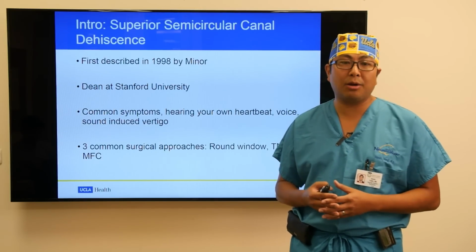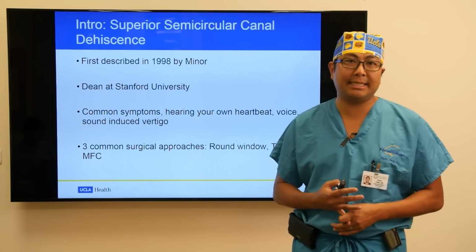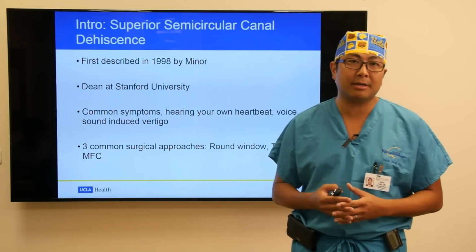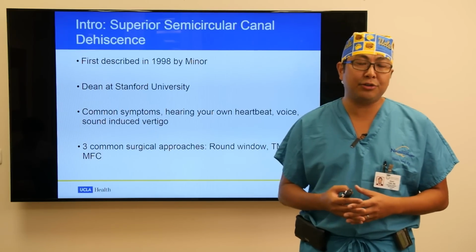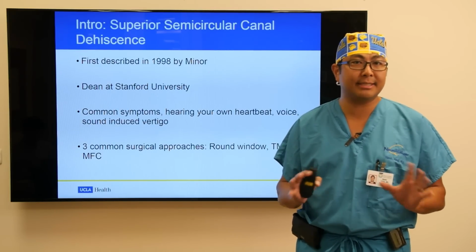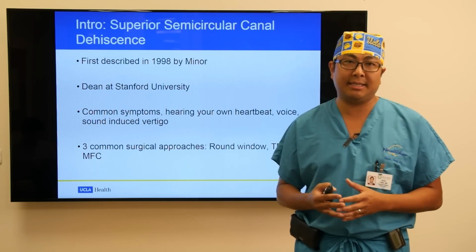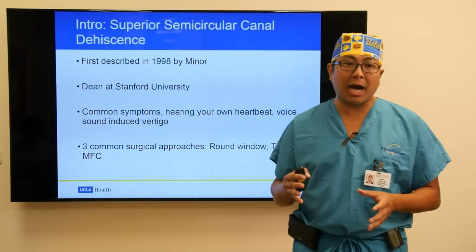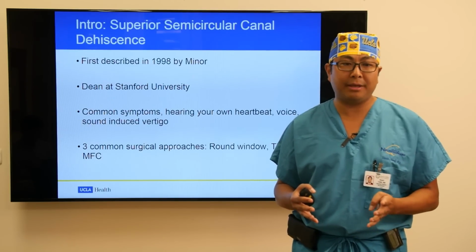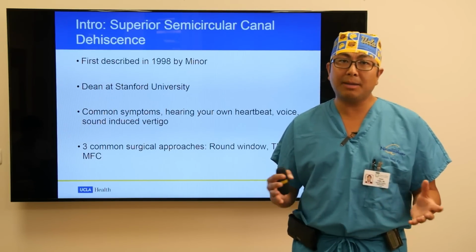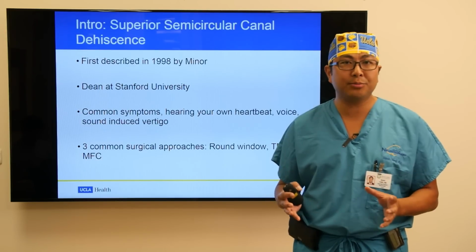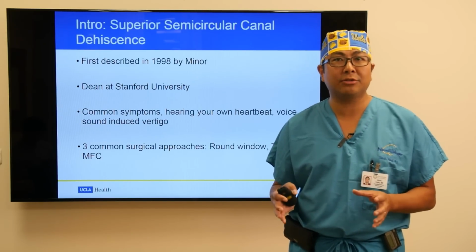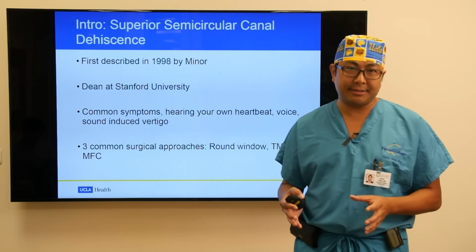But to give you a quick recap, this is a rare disease that was only given a name about 20 years ago. In 1998, it was described by Dr. Miner, and he's now a dean at Stanford University. Before that time, this disease had no name, so it's a young disease, a rare disease, and not a lot is known about it. The common symptoms are that you hear your own heartbeat, you hear your own voice. Sometimes you can hear your eyeballs move, your neck muscles move, you can hear your own footsteps, and common or quiet sounds can cause vertigo and dizziness.